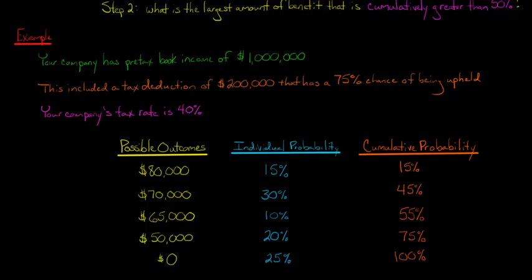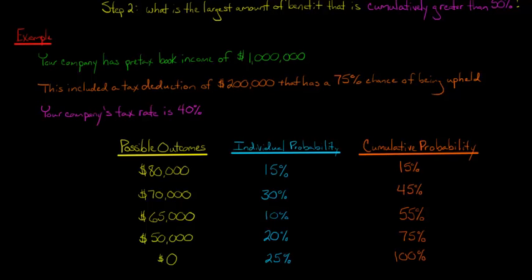Now, when we look at the cumulative probability for $50,000, again, we take everything, we take the 20% plus everything above it. So we've got 15, 30, 10, and 20. That gives us a cumulative probability of 75%, and then we have a 25% chance of getting nothing. We add all these together. That's a cumulative probability of 100%.